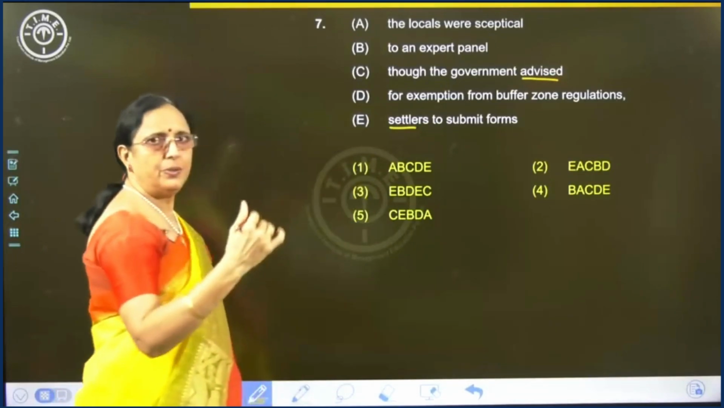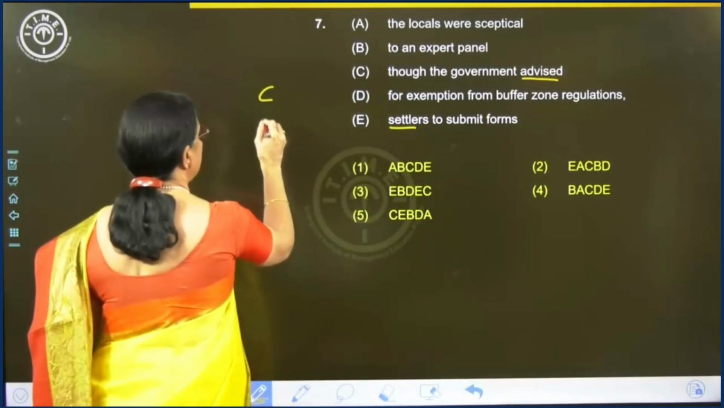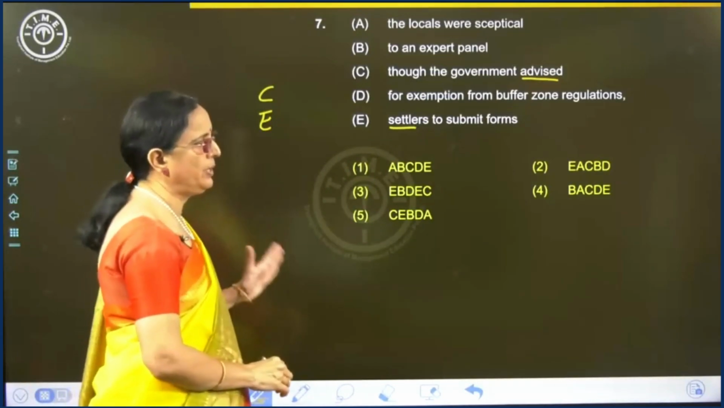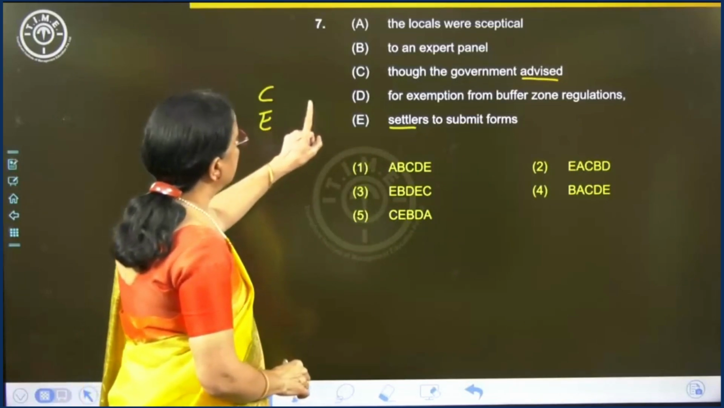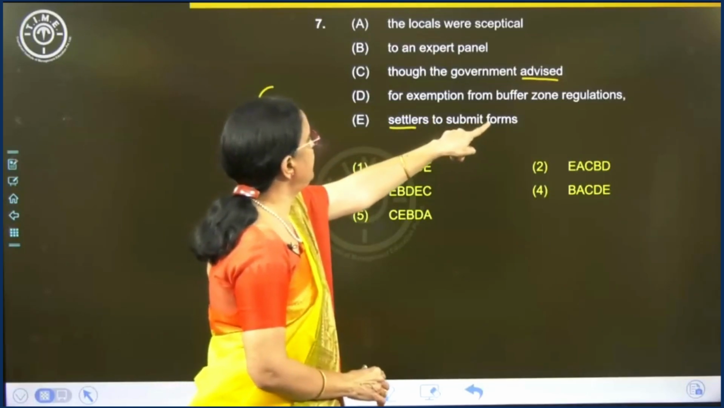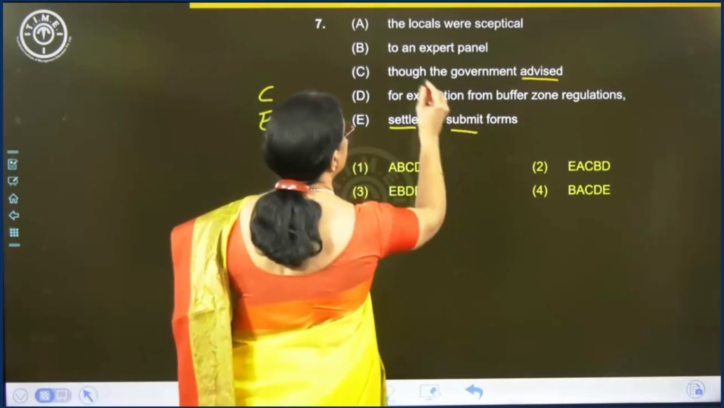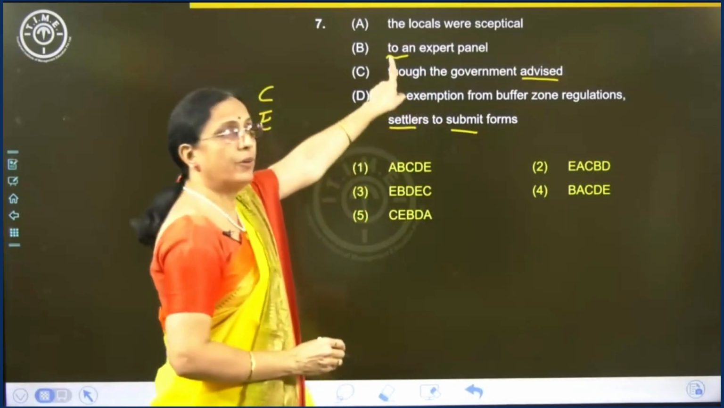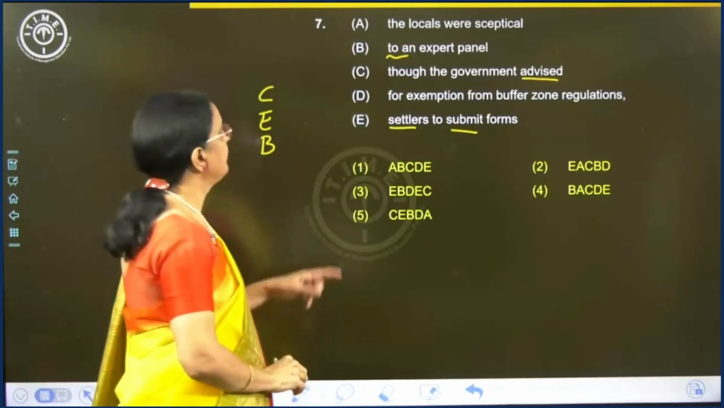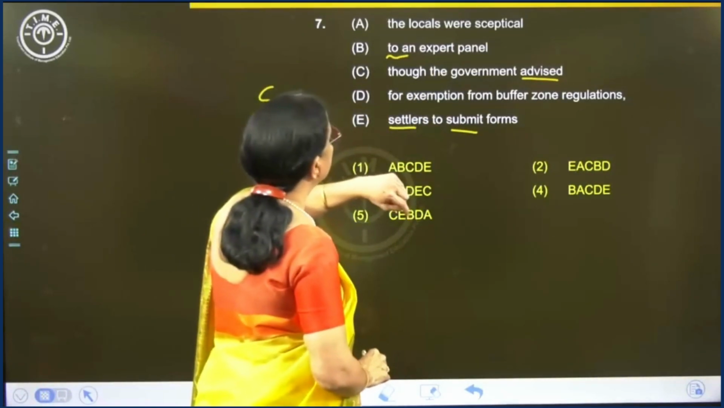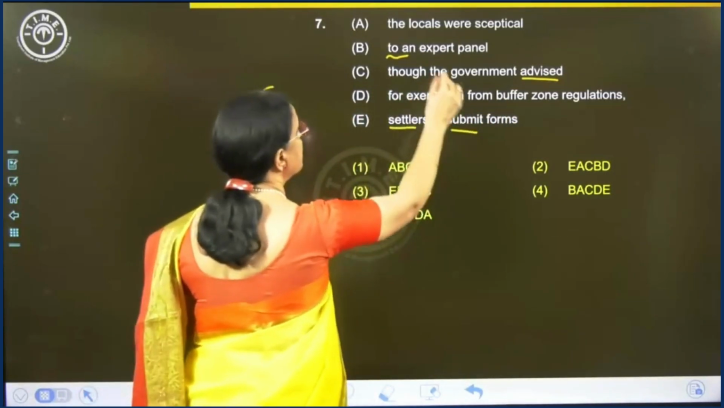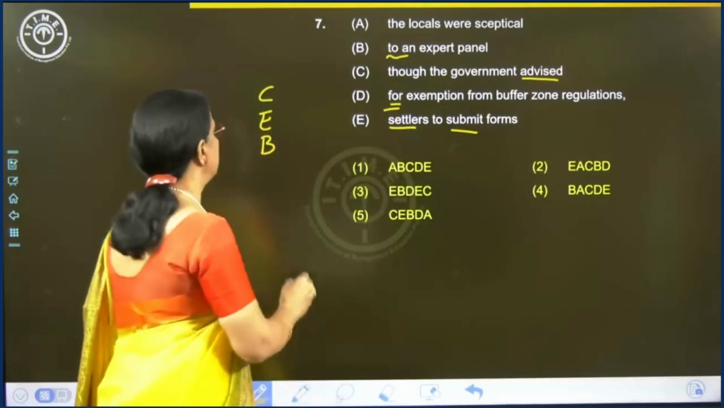Let's do it slowly, bit by bit. C, E. Continuation. What is the flow of thought here? Let's see. Though the government advised settlers to submit forms, submit to an expert panel. So, submit forms to is the connection. So, B. Am I clear? To an expert panel for exemption from buffer zone regulations. What are they submitting? For exemption. So, D.